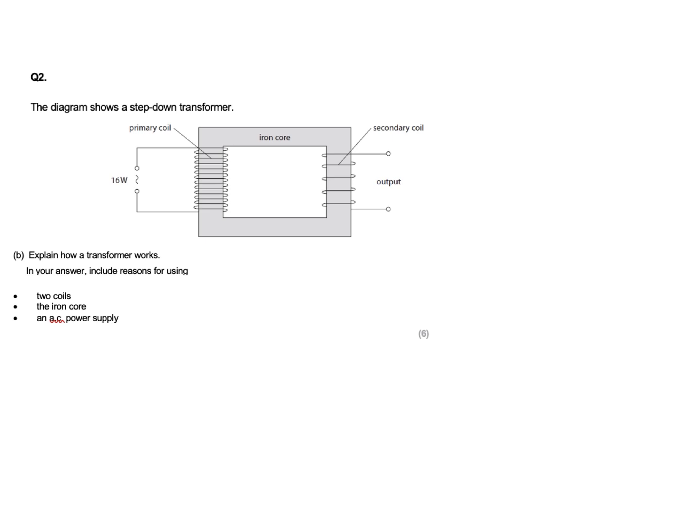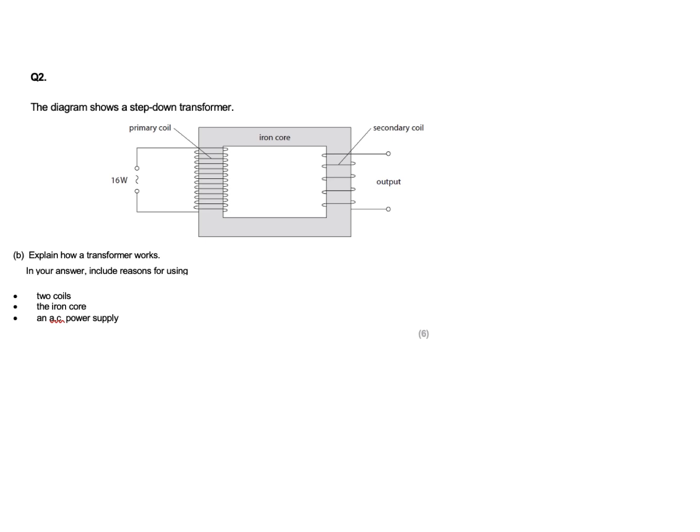So our first question on this topic shows a step-down transformer, and it asks us to explain how a transformer works. And in our answer, we need to include reasoning for using 2 coils, the iron core, and an AC power supply.